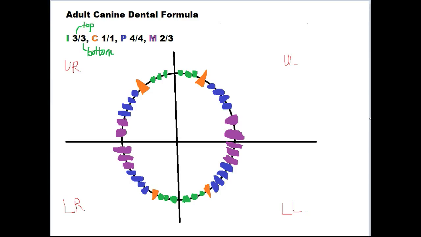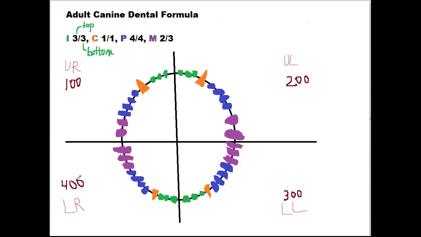So first, what we have is numbers for each quadrant of the mouth. So we have our upper right quadrant, and that's referred to as the 100 quadrant. And from there we just go clockwise. So 100 upper right, 200 upper left, 300 lower left, and 400 lower right.